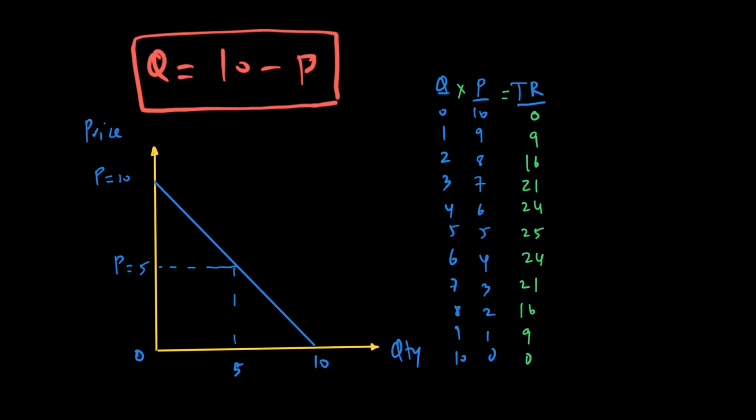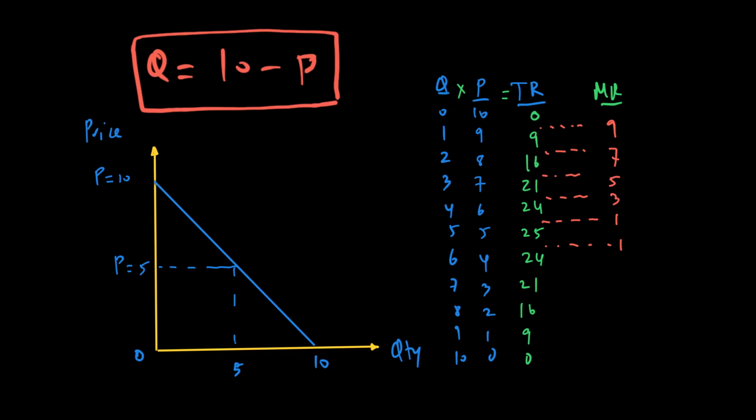What about my marginal revenue? My marginal revenue is simply the change in TR as I sell one more unit. So it's going to be like 9 minus 0 is 9. So let's use another color, and I'm going to write it here. 9, versus 16 minus 9 is 7, versus 21 minus 16 is 5, and then 3, and then 1, and then minus 1.